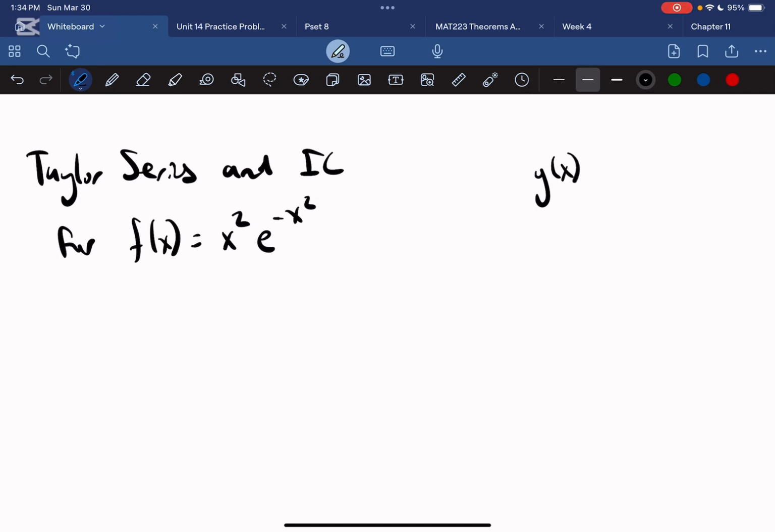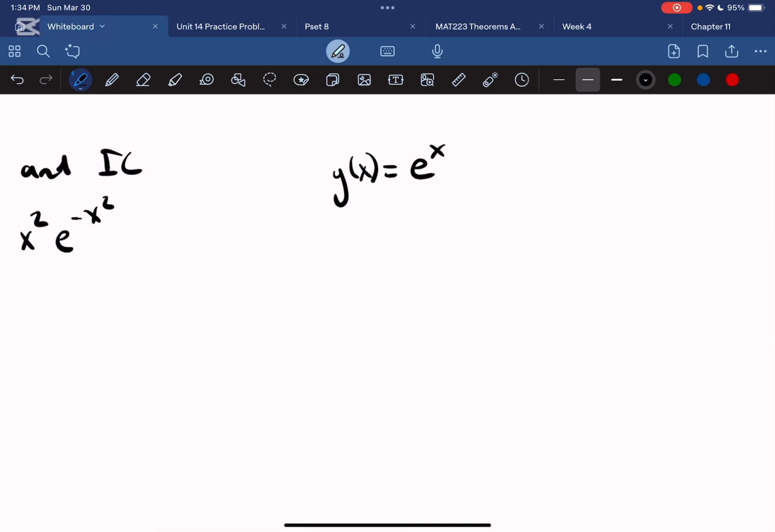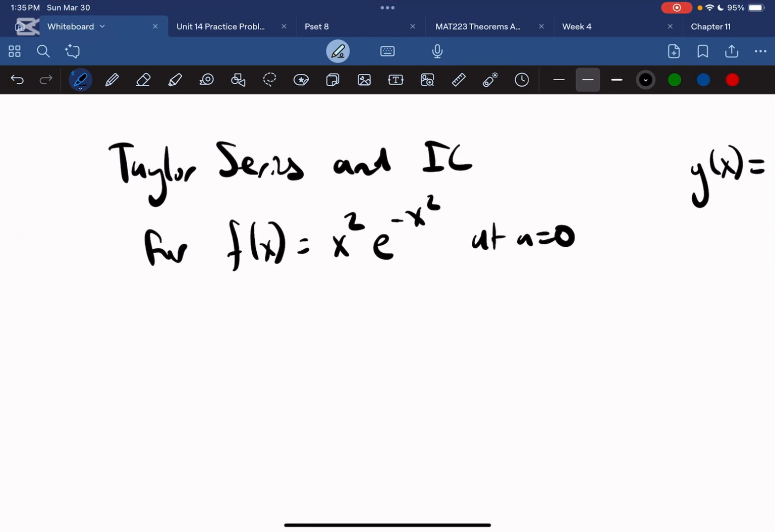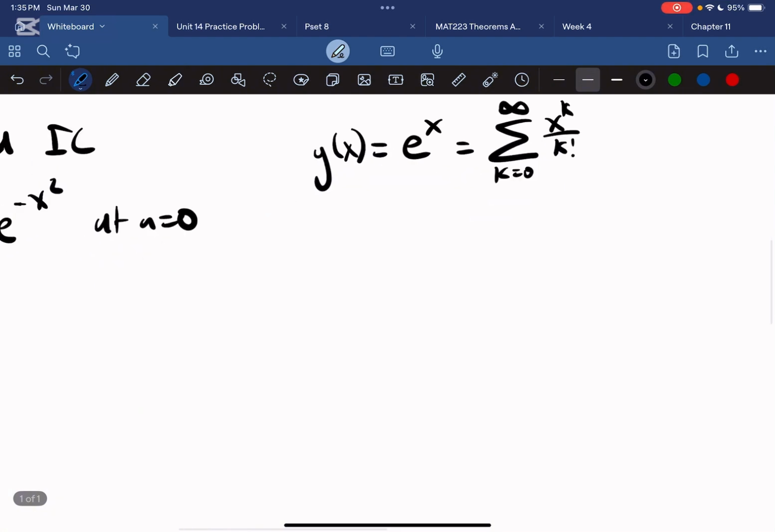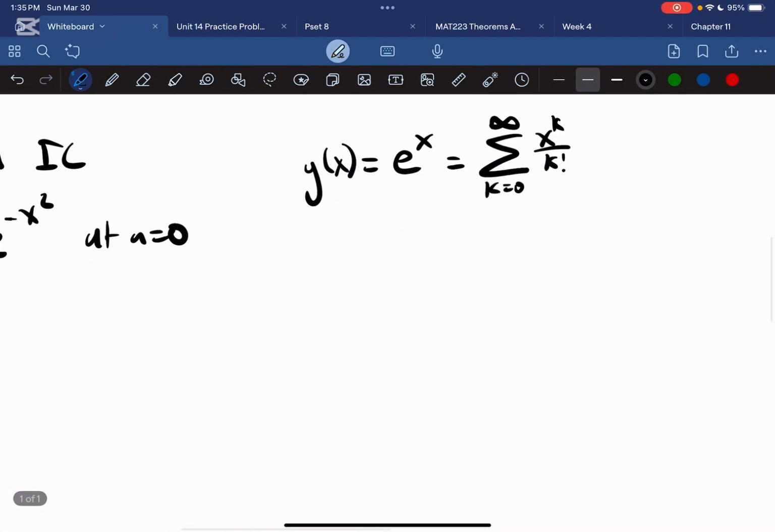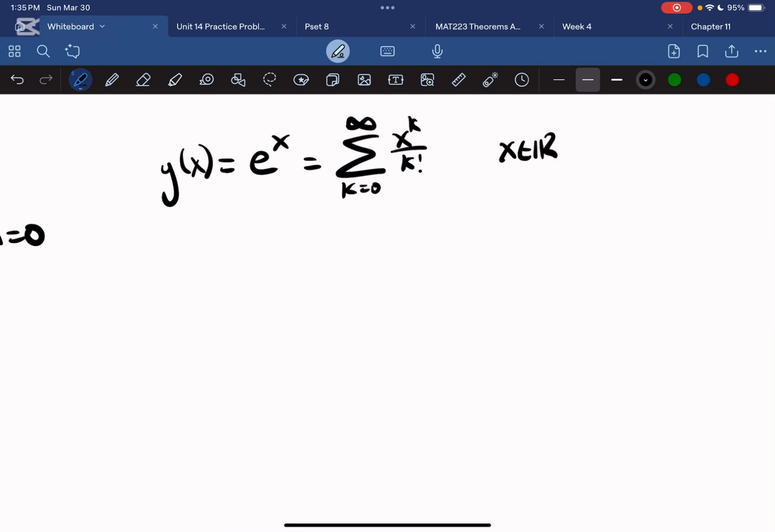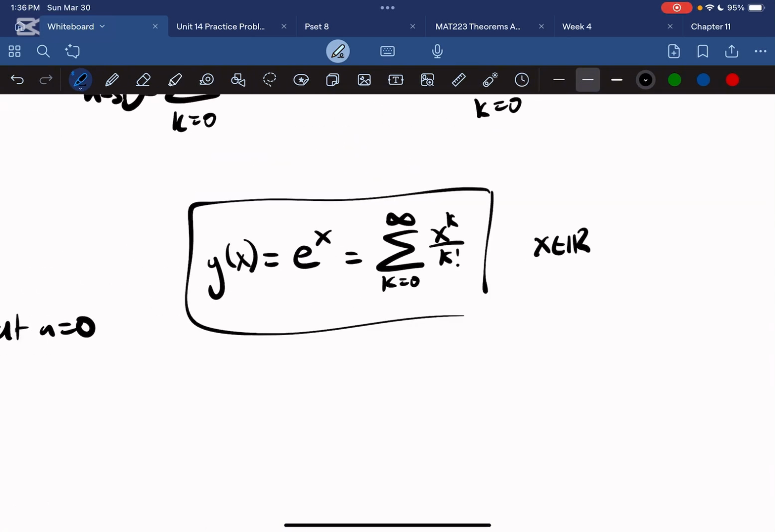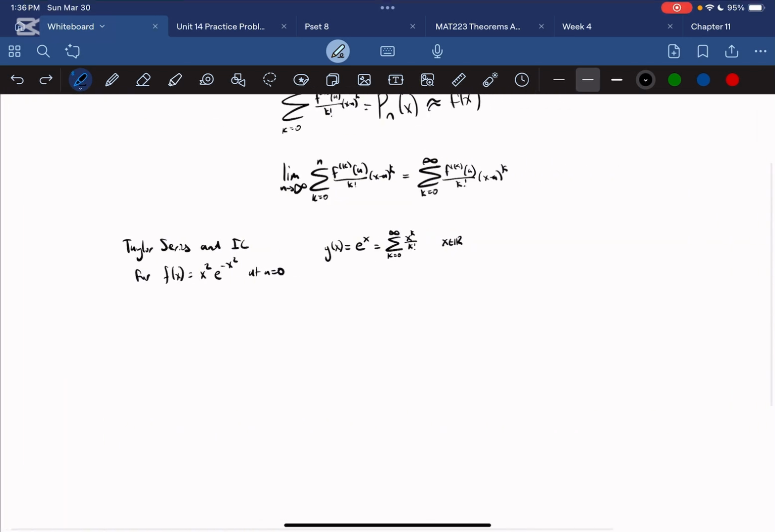We know the Taylor series for e to the x is given by the infinite sum of x to the k over k factorial. Oh yeah, by the way, this is centered at 0. Okay, so plugging in negative x squared, and this is for all real numbers, by the way. The interval of convergence for this is all real numbers. And these are just our Maclaurin series. I don't know if they expect us to memorize them, but I think they do, so memorize them.